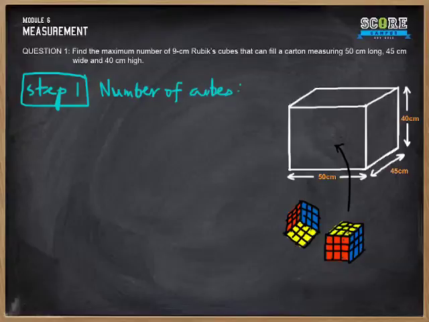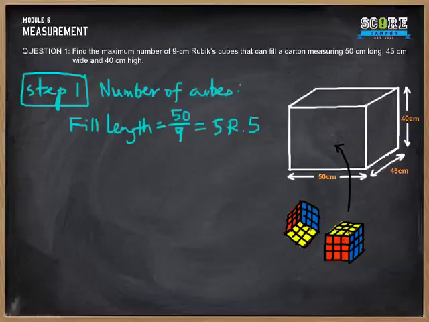Now the number of cubes to fill the length. The length is 50 cm. The length of the cube is 9 cm. So you take 50 divided by 9 and you get 5 with a remainder of 5. Are we interested in the remainder 5? Technically we are not, because we know there's going to be space over there. So we can put 5 on the length side of it.